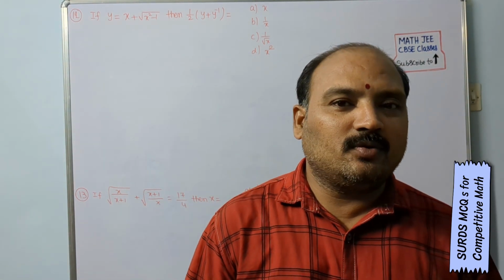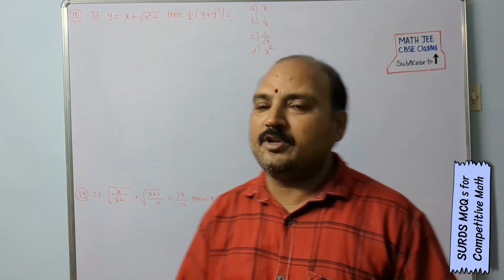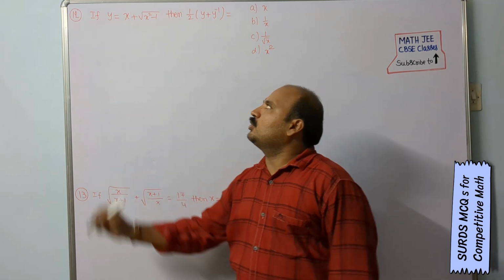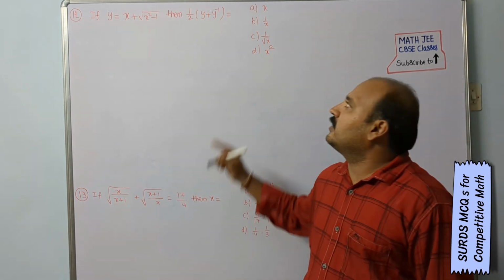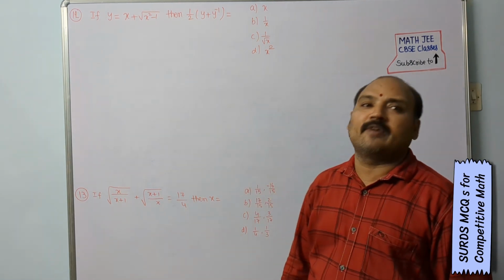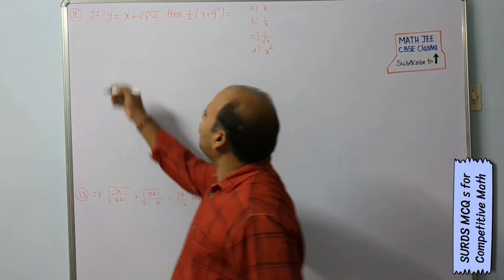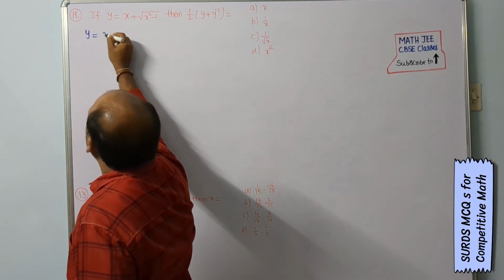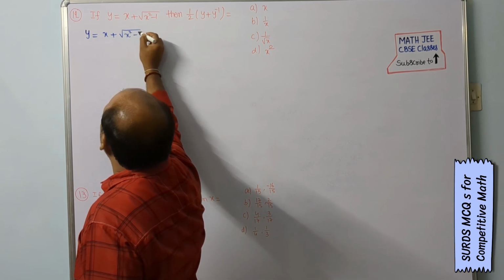In this video, we are discussing about Surds concept. This is the second video of Surds. If y equal to x plus root over x square minus 1, then half into y plus y power minus 1, that means 1 by y, equal to. So here the values are provided, y value. So y equal to x plus root over x square minus 1.